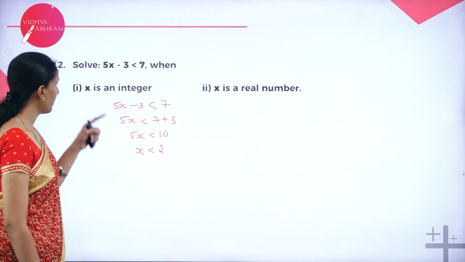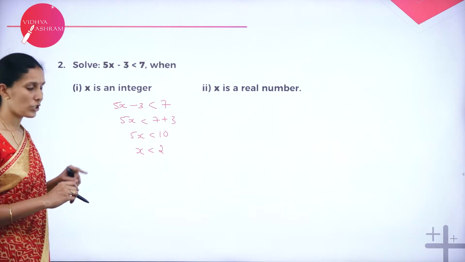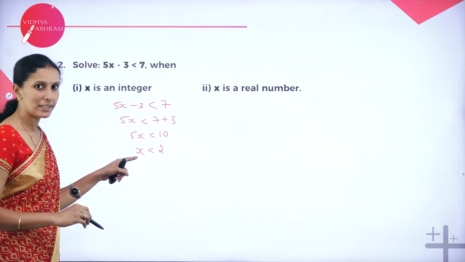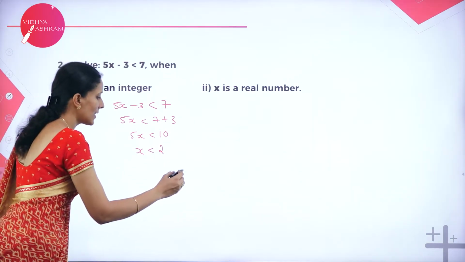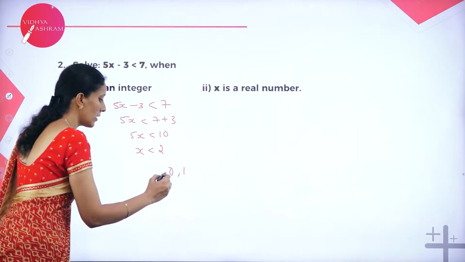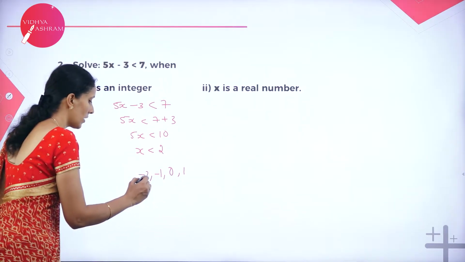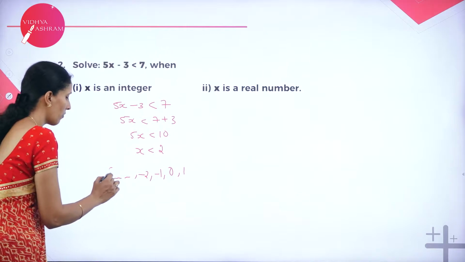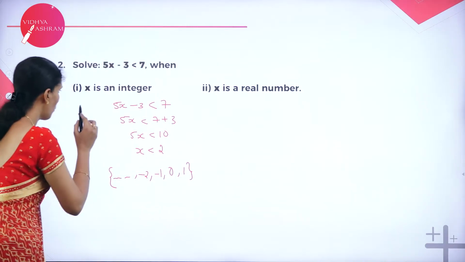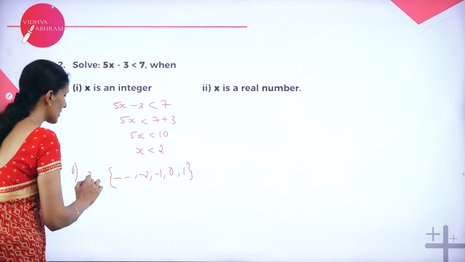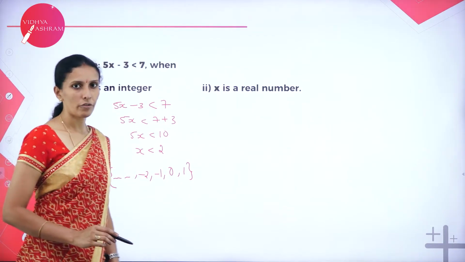So now they have given that x is an integer. So you should take only the integer values less than 2. Less than 2 means 1, 0, minus 1, minus 2, till an infinite number of integers. So therefore, for the first question, x belongs to this set of integers.